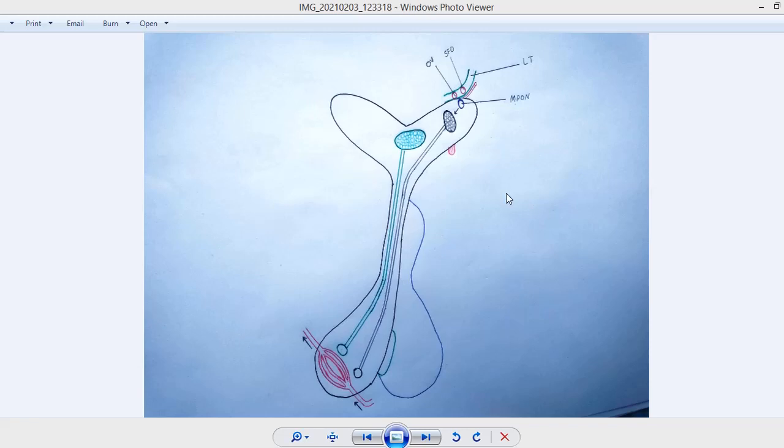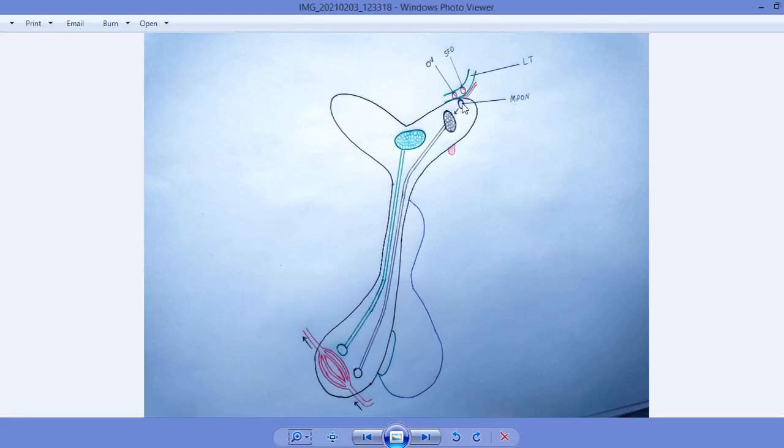Now coming towards the upper part. This is the supraoptic nucleus. Near the supraoptic nucleus, there is another small nucleus that is called the median preoptic nucleus. Above the median preoptic nucleus there is a layer, and above the layer there is the third ventricle, as we know that the third ventricle is above the hypothalamus. So the third ventricle has a layer on its ventral side. This layer is called the lamina terminalis.